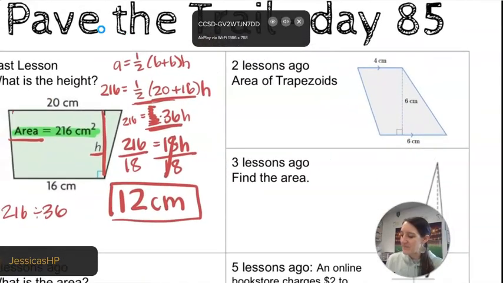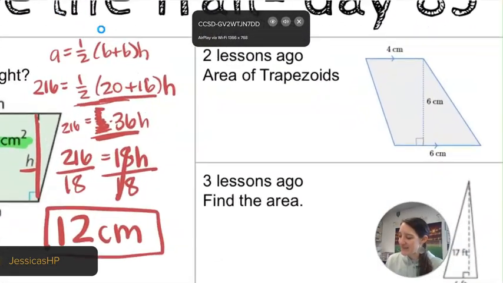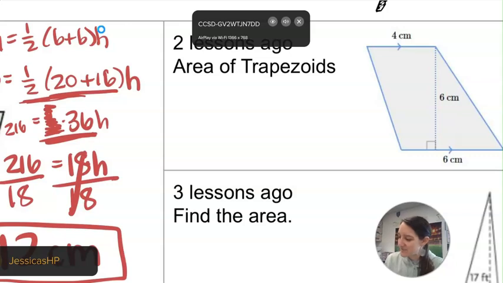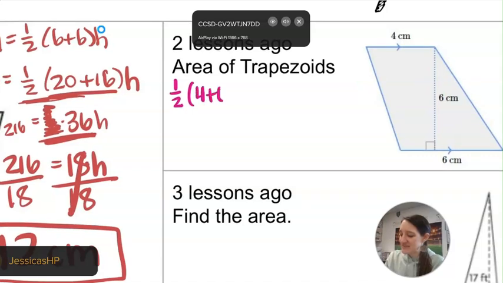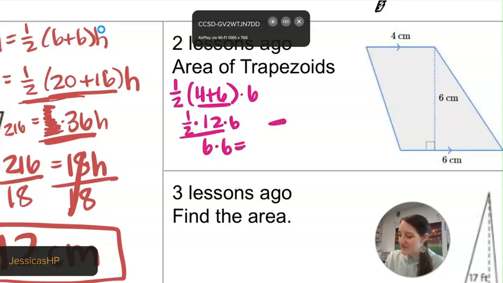Okay? All right, area of a trapezoid. Hey, that's nice. We just did a trapezoid. So it's the same formula, 1/2. What are my two bases? The two bases are the ones that are parallel with each other. So the 4 and the 6. 4 plus 6 times 6, that'll give me 12. Half of 12 will give me 6 times 6 equals 36 centimeters. Is this one squared now? Yes, because we're finding the area.